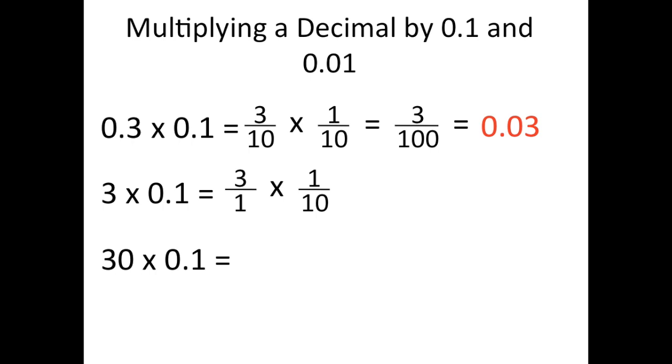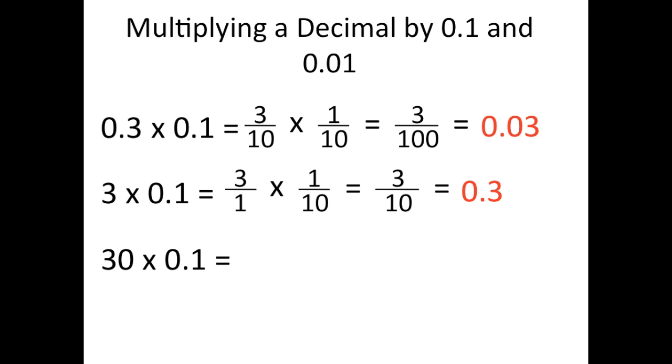Now I'm going to multiply just like I did in the first problem. I'll multiply my numerators. 3 times 1 equals 3. 1 times 10 equals 10. This fraction is read as 3/10. Written as a decimal, it looks like this, 0.3. Now let's go on to the next problem, and then we'll take a look at the pattern that we see.